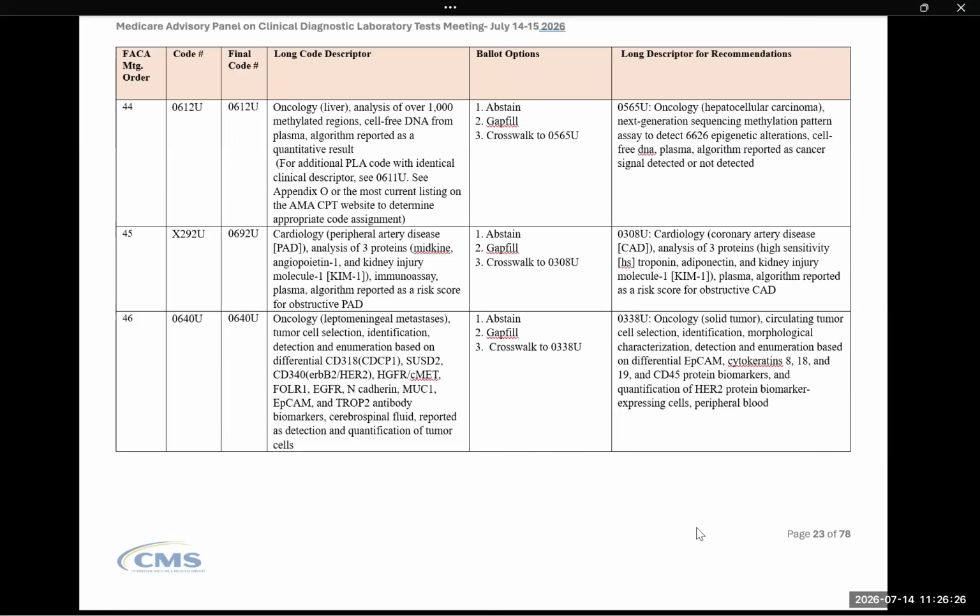Fantastic. Thank you. All right, next up we have 0640U, and Dr. Chung, Chris will be taking this one. This is an oncology test looking for leptomeningeal metastasis using tumor cell selection. We agree with the presenting lab that it crosswalks well to 0338U, and that's the recommendation of the subcommittee as well.